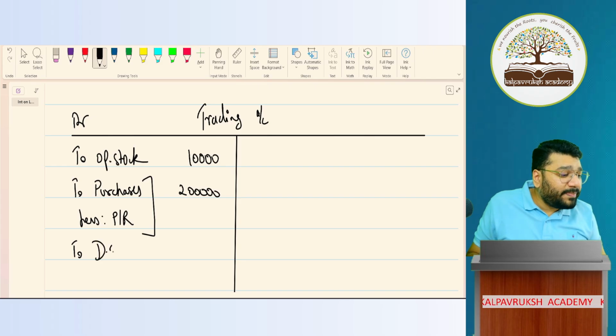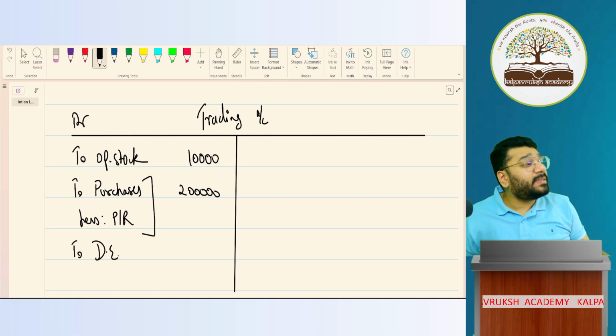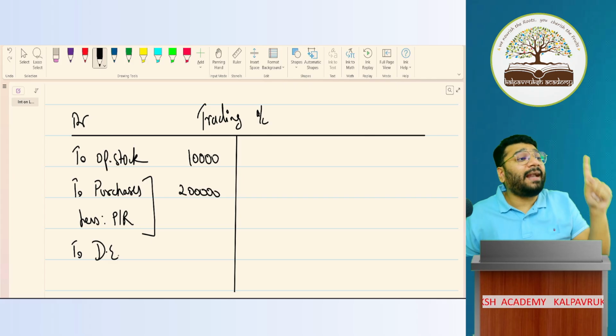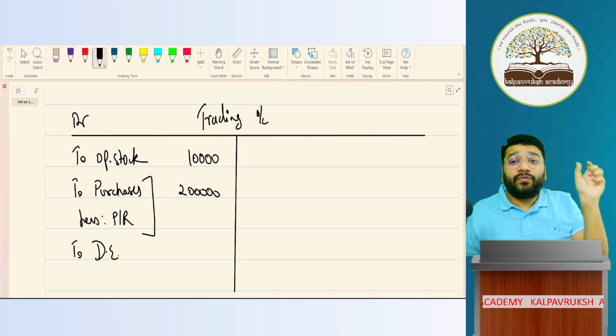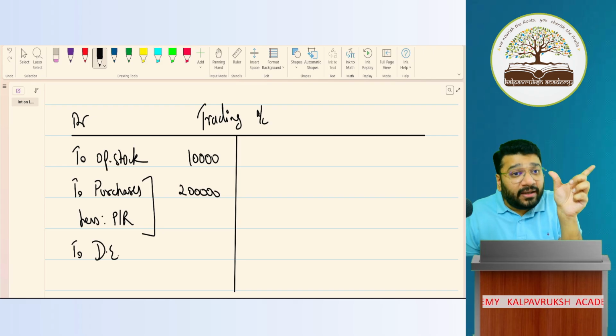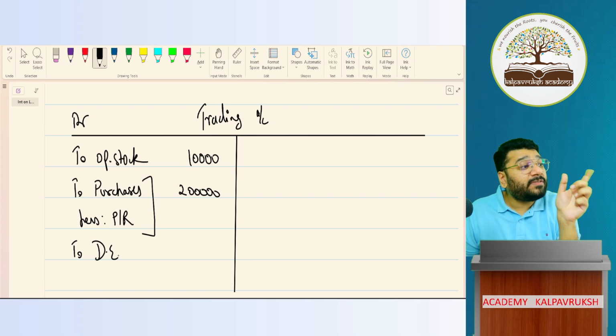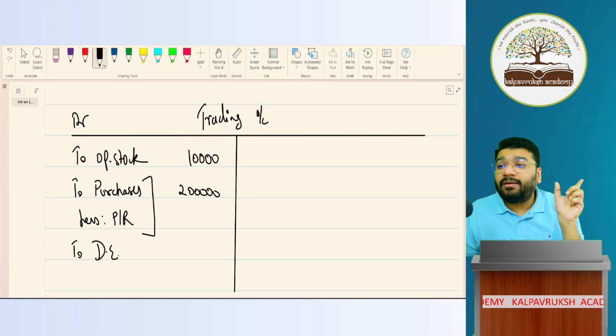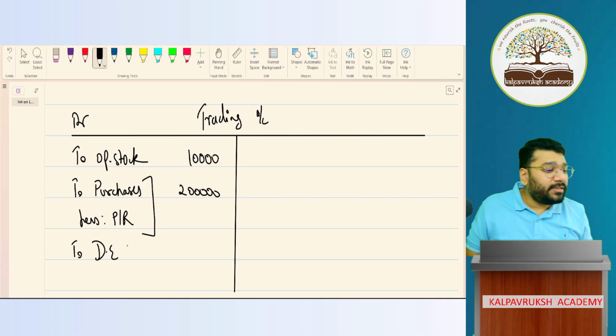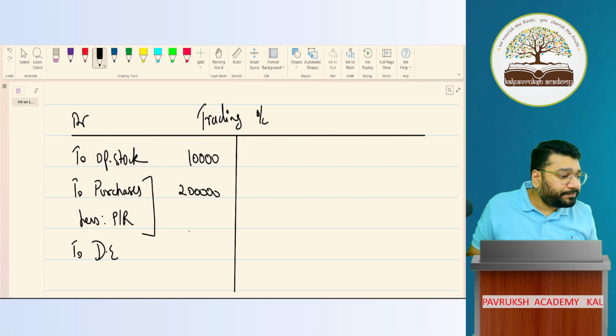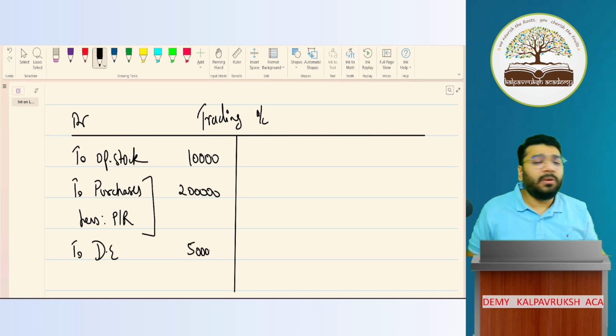So direct expenses will come. Sir, can we write direct expenses? In 11th, I told you direct expense is a category. It's not a ledger. So if you have factory rent separately, then to factory rent, to factory wages, to factory power, factory fuel, to carriage inward, like that. Specifically ledger wise, you have to do the posting in the trading account. Got it? Not got it? Imagine that is another 10,000, or let's say make it 5,000. I'll make it 5,000. Any problem?